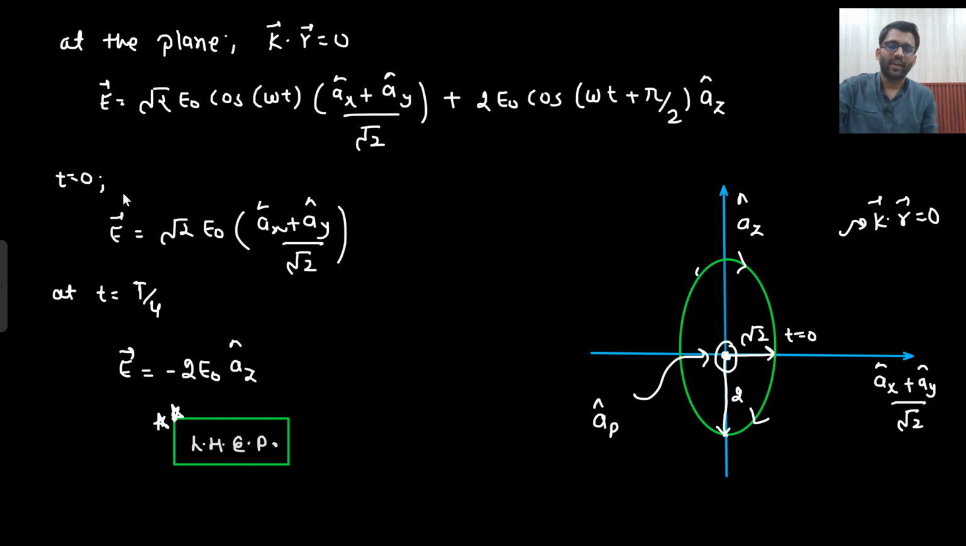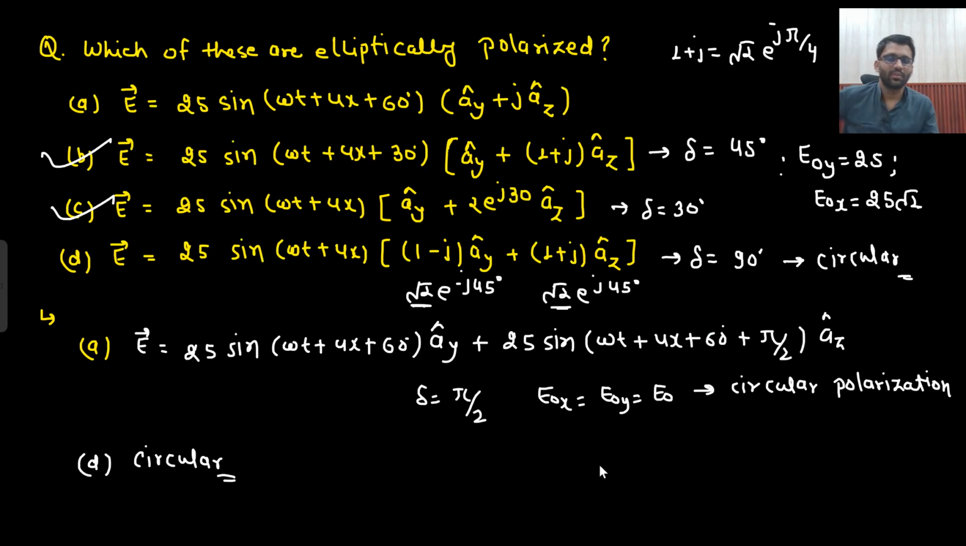So now I know at t equals to 0 I put the value, and at t equals to T by 4 I put the value, then I get to know that this is how it is rotating. So which hand I need to use? I need to use left hand. So it is left hand elliptically polarized. Is that clear to you? Okay, very good.